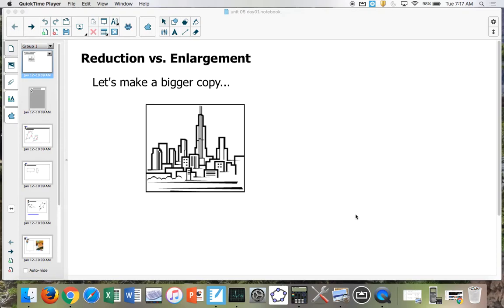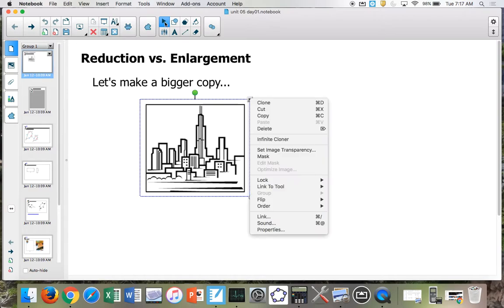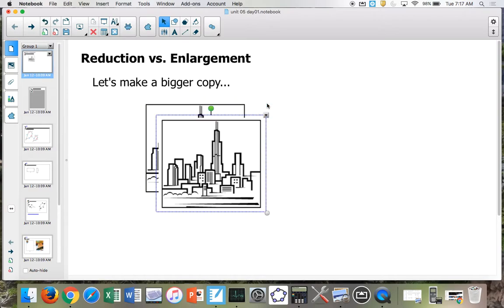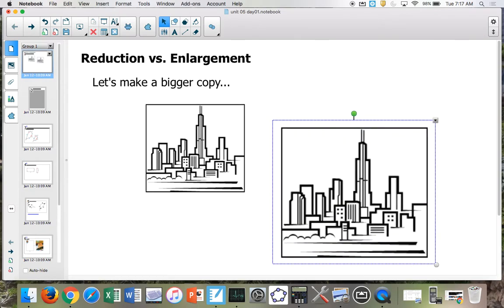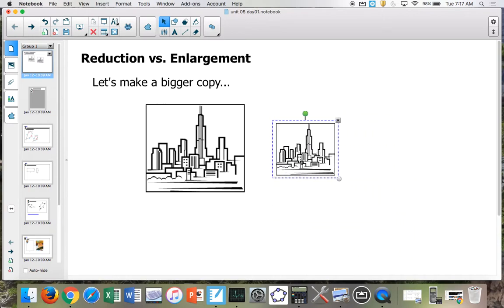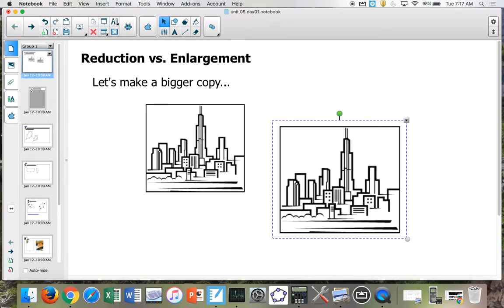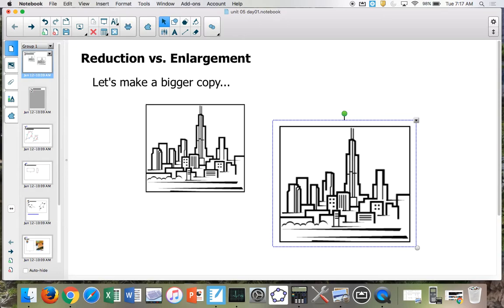Our next unit deals with similarity. Let's say I have two figures that are congruent. We know what it means for two things to be congruent. But what if we change the size of one of the figures, either make it bigger or smaller? These two figures are still similar even though they're not congruent.